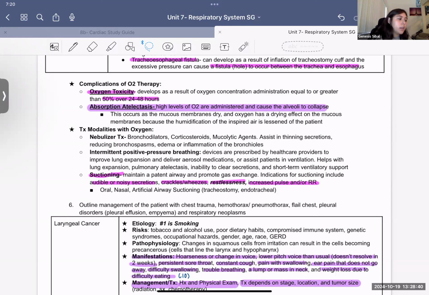So with absorption atelectasis, we're talking about high levels of O2 are administered, which is causing the alveoli to collapse. And this is because it also deals with nitrogen when we're talking about this, because I had to look this up because I was like, okay, but sometimes if we are administering high levels of O2, and this is talking about concentration, the alveoli are going to collapse because that gas exchange that's occurring, what keeps the alveoli open? Nitrogen is also a part of that. So nitrogen and O2 are able to keep those alveoli open as well.